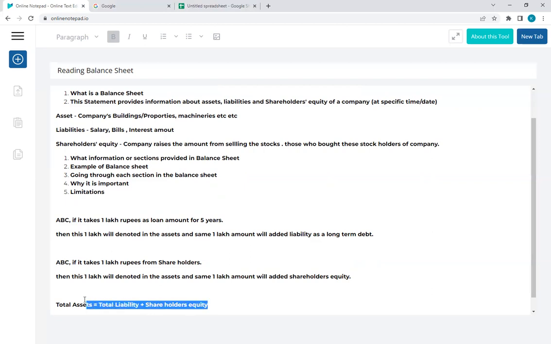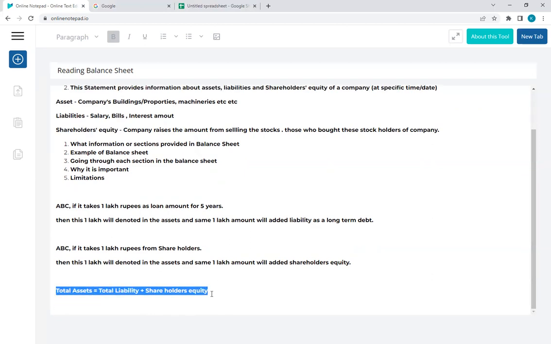So the balance sheet will always make sure that the statement it is providing is balancing the total value of assets with the total value of liabilities plus shareholders' equity. That's the reason when ABC company takes 1 lakh rupees as a loan for 5 years, 1 lakh is added to total assets and also 1 lakh is added as a liability. So it is balancing on both sides.